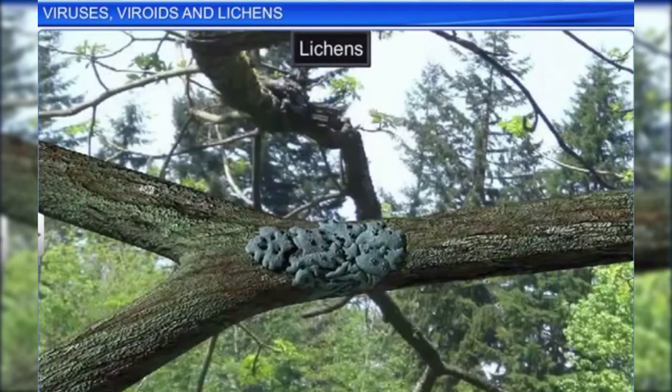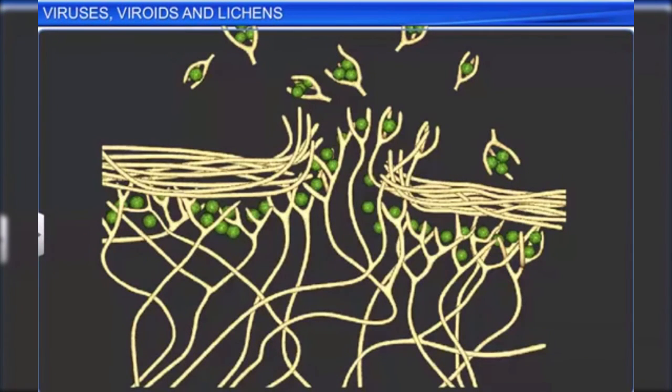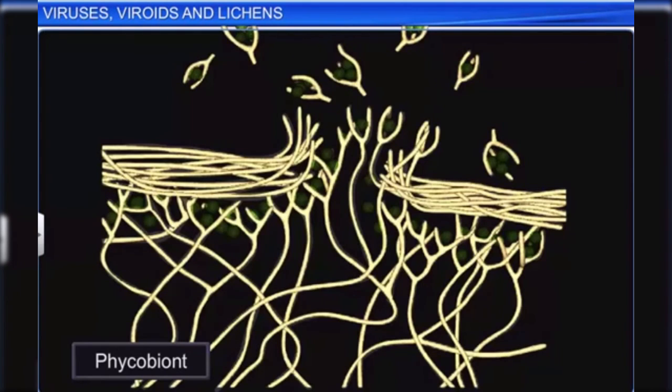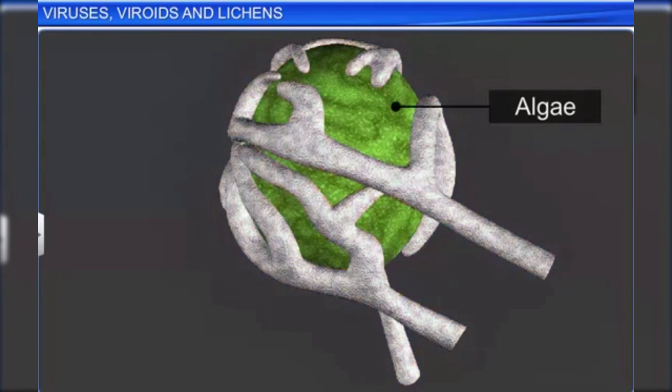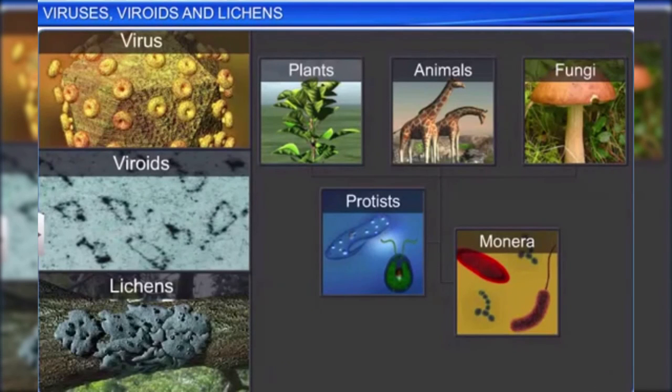Lichens, though they may look like single organisms, actually have two organisms inside them: algae and fungi. Both algae and fungi together have a mutually beneficial association called symbiosis. The algae component, known as phycobiont, is autotrophic, while the fungal component, called mycobiont, is heterotrophic. So, algae prepare food for fungi, and fungi in turn provide shelter and absorb water and nutrients for algae. Therefore, viruses, viroids, and lichens were not placed anywhere in the classification system.